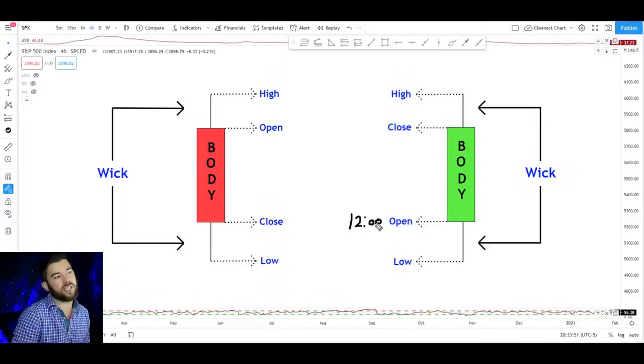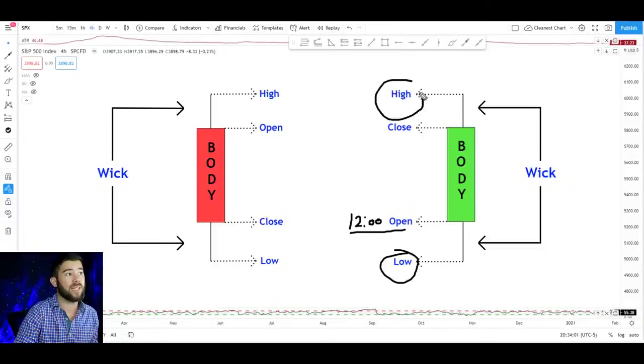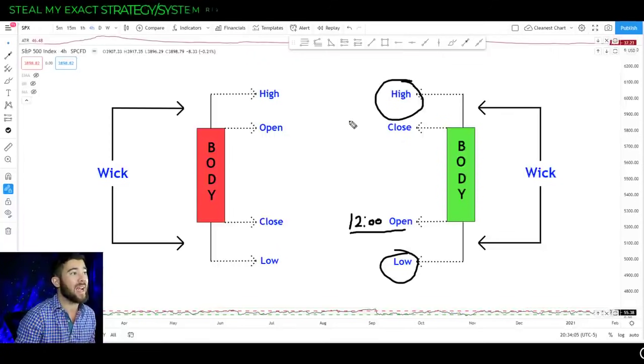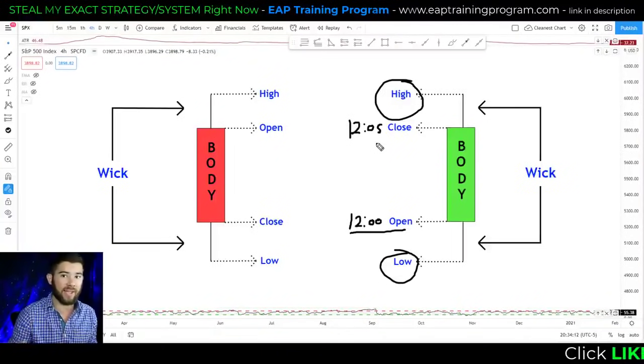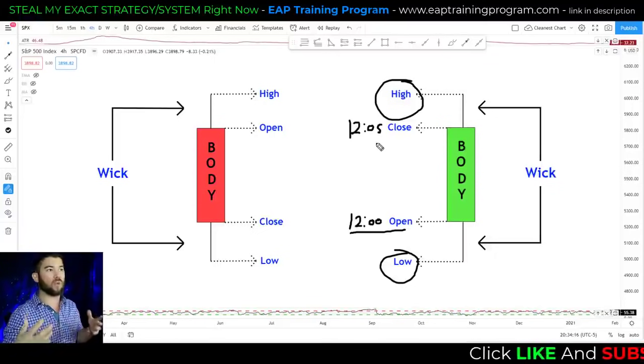What this candle would represent is the open of a candle at 12 o'clock. The low would be the lowest point price got to during a 5-minute period. The high would be the highest point price got to during a 5-minute period, and our close would happen at 12:05, and that would be the ending price during a 5-minute period. So that is a green candle.